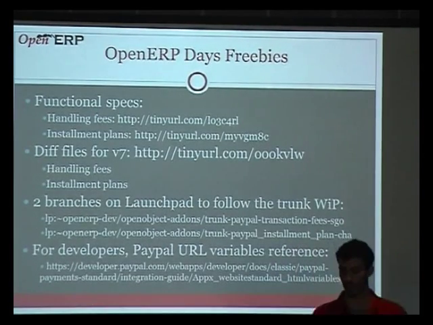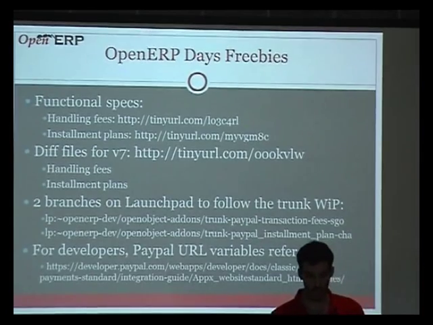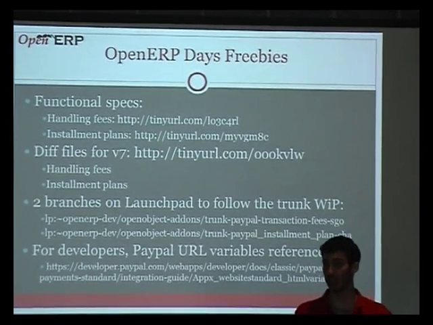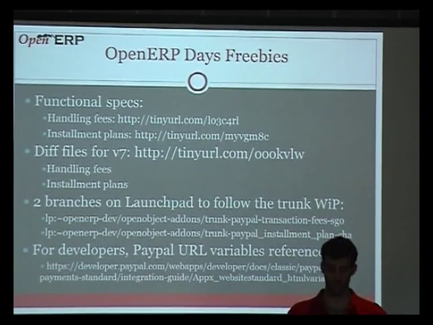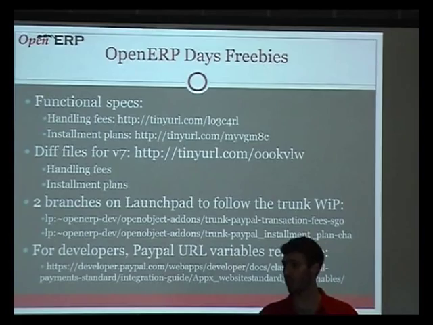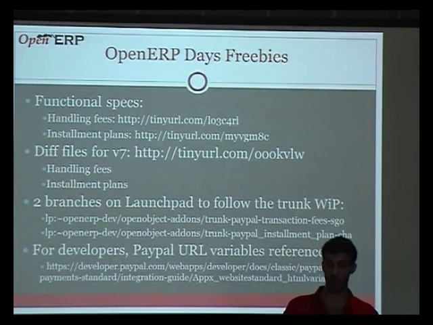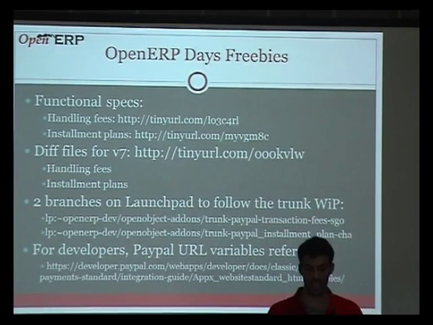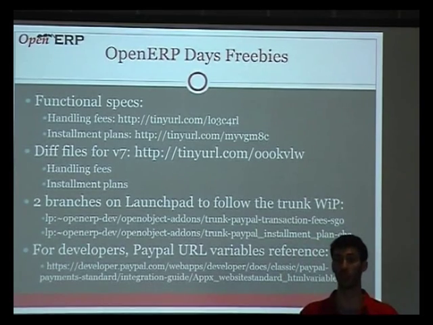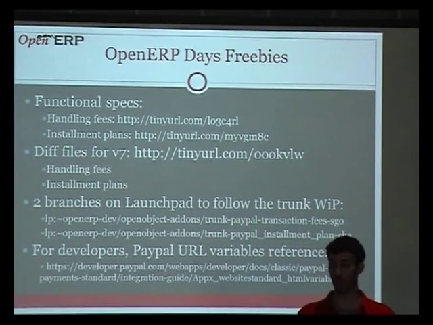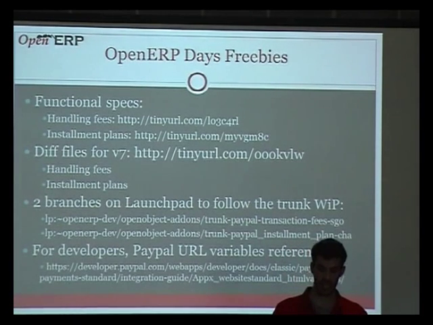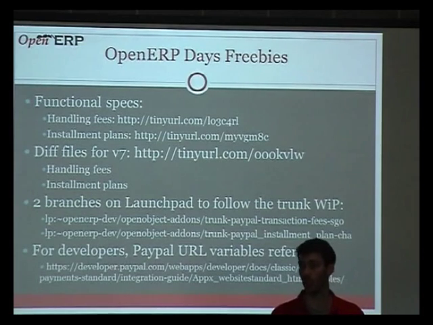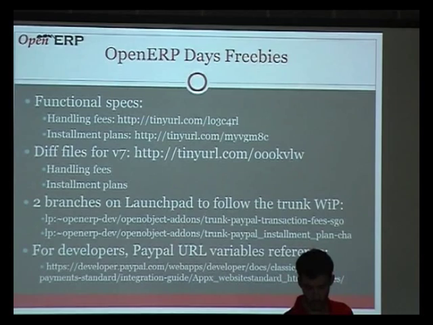So, freebies for the OpenERP days. We actually have full functional specifications for this, and you will find them there. This presentation will also be available online, so you don't have to write this down. We have full functional specifications about the handling fees and the installment plans. We have diff files for version 7, so if you really want to use this right away with your version 7, you can go get that here and apply it on your own instance, on your own branch. If you want to follow the progress of these, you have the branches on Launchpad that we are working on.